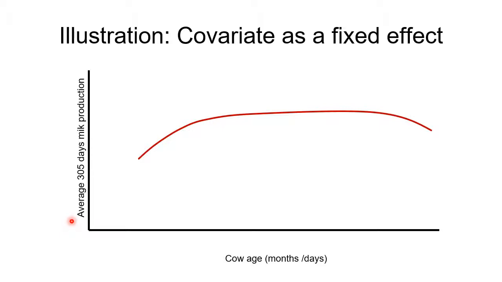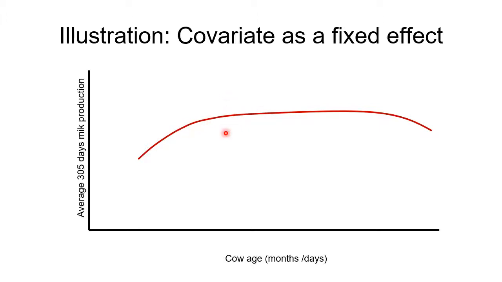I have mentioned this. If we were to predict the breeding value for 305 days milk production or lactation milk production, we know that young heifers will produce less milk, not because they're genetically inferior, but simply because they're younger. As they become older, they will produce more milk, irrespective of the genetic merit of the animal, and we have to account for that as an environmental effect. So we will fit this regression in our blood model.